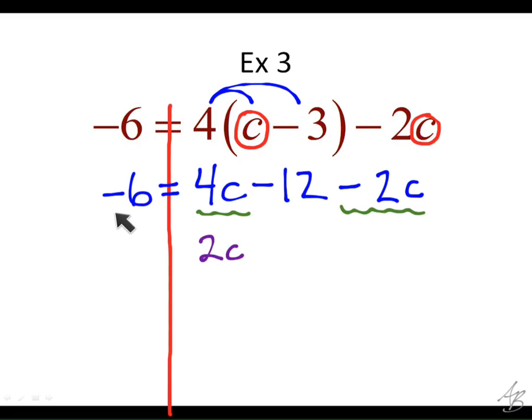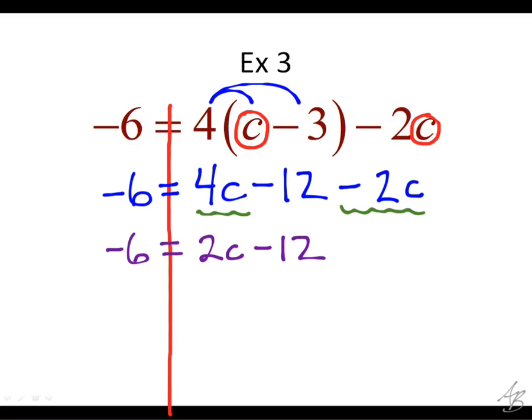And then anything that I don't combine, just bring it down. Can I combine the negative 6 with the negative 12? Why not? They're like terms. Yeah, they're on different sides of the equal sign. All right, so I cannot combine those because they're on different sides. I'm just going to bring those down. So negative 6 on the left, the negative 12 on the right. All right, so that's the first step. We distributed, got rid of the parentheses. We combined like terms. Now we need to solve as usual.